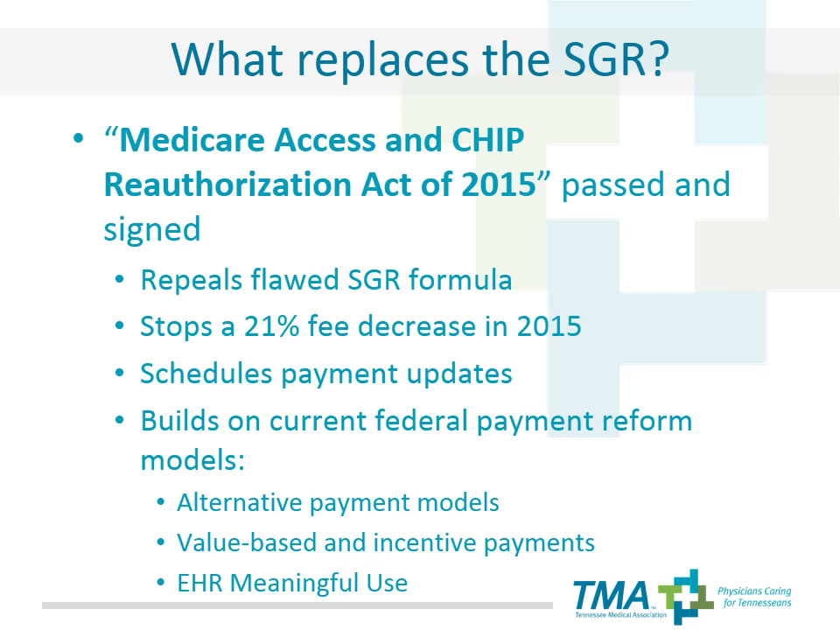Second, the legislation sets up a new schedule of payment updates for the next 10 years that are not based on any formula. We will see a chart explaining those payment updates on the next slide. Finally, it ties those payment updates to some of the payment reform models that the federal government has already started. These include alternative payment models, such as ACOs and patient-centered medical homes, and value-based payments, such as PQRS measures and value-based modifiers. MACRA also builds on the current federal electronic health record meaningful use requirements.